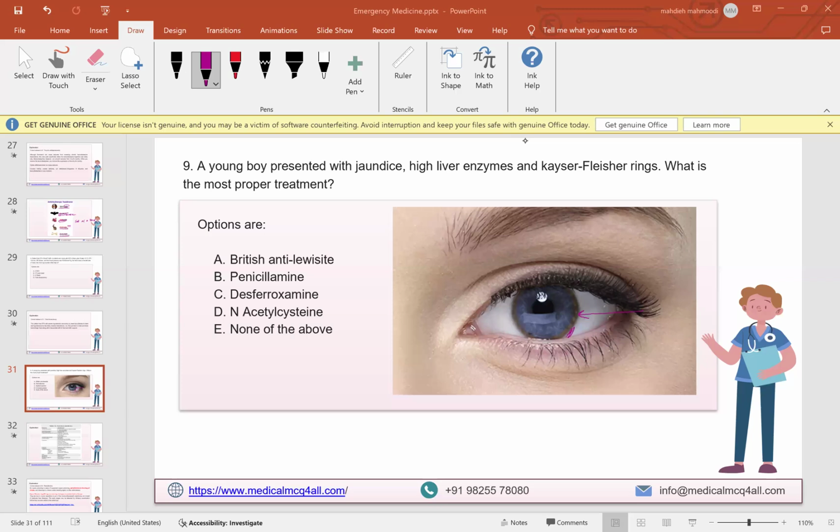Yeah. These are all symptoms. Jaundice, high liver enzymes, and Kayser-Fleischer rings. They are signs of what? Anyone can tell me? Copper toxicity. Yeah, they are signs of copper overload. It's either because of toxicity or because of Wilson's disease. Both of them. The treatment would be penicillamine.